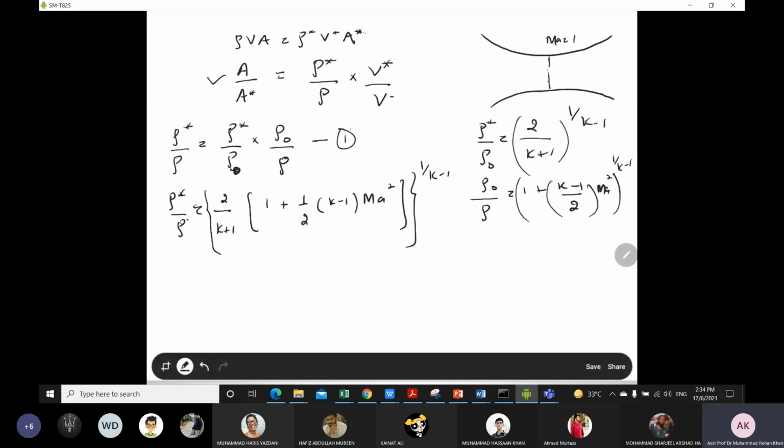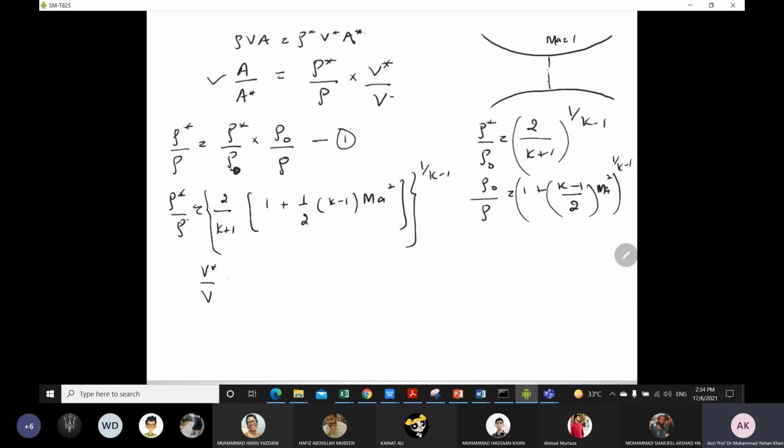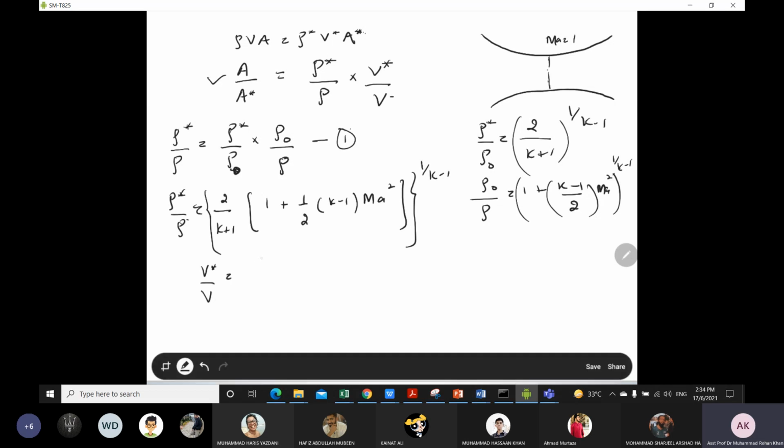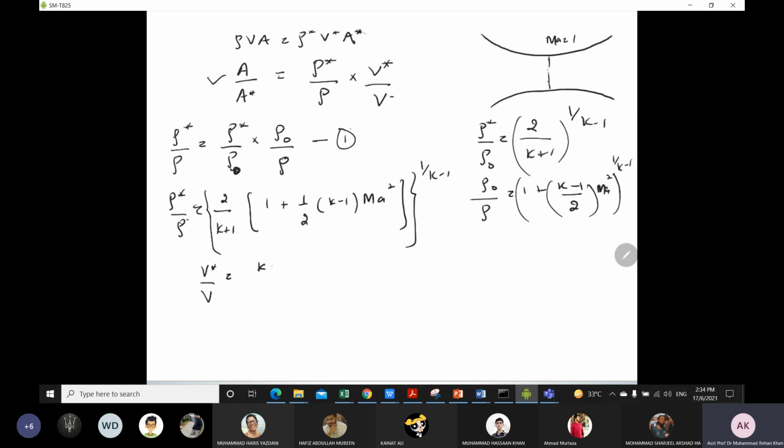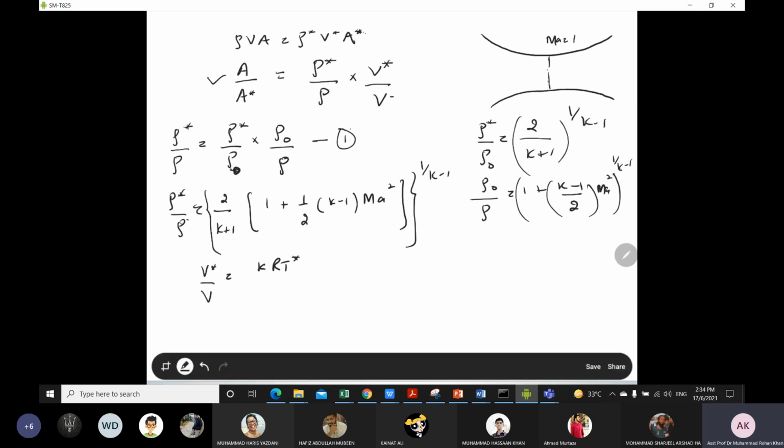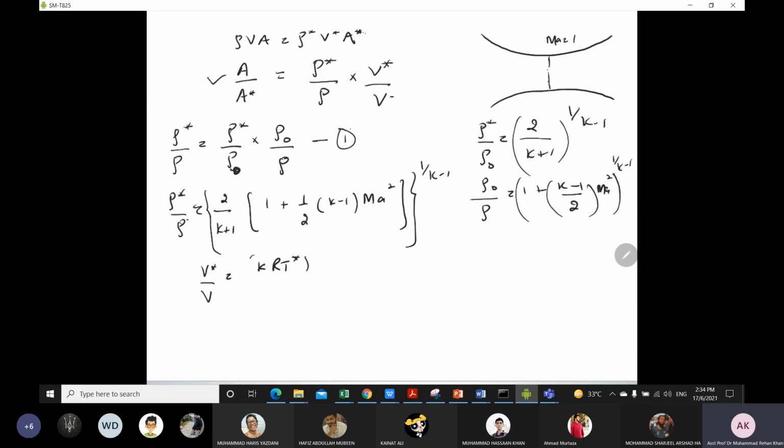So we have that value, and now we have to find V star by V. In order to find V star by V, simply V star by V is equal to square root of k R T star, because at V star, it's a critical point, so your speed of sound and your local velocity are the same at this point because Mach number is 1. So we can simply write (k R T star) to the power 1 by 2 divided by V.